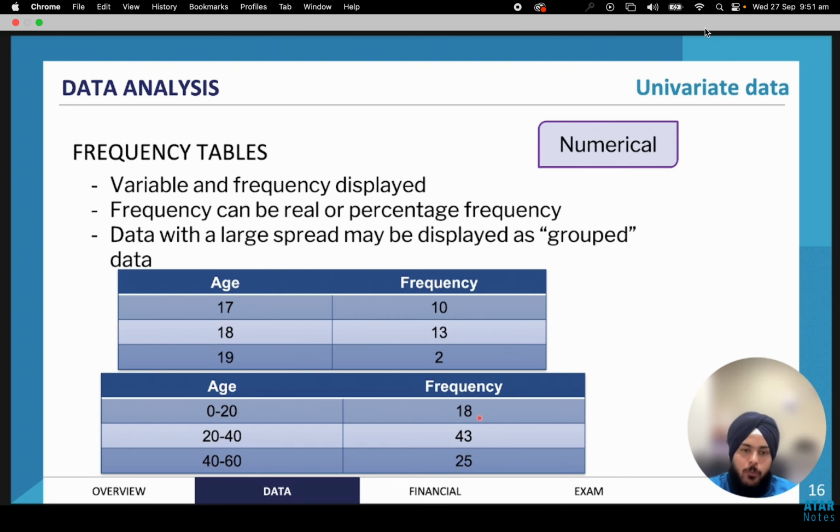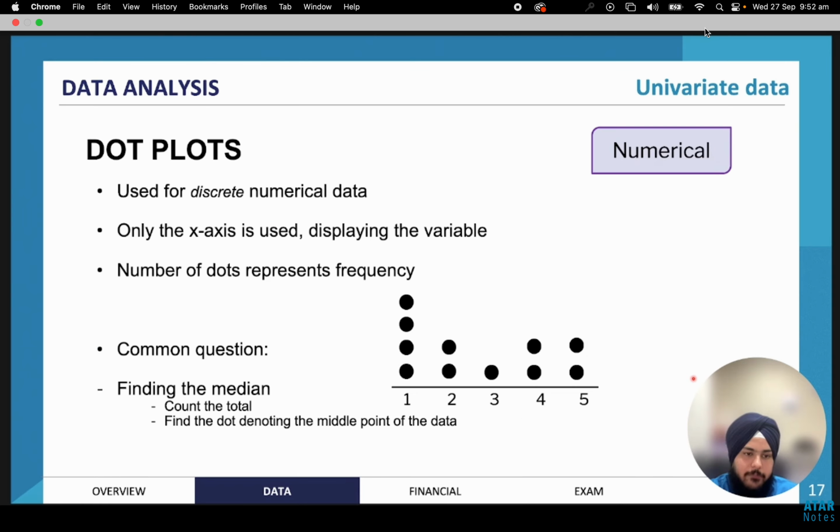This way, the data is a lot more useful, and it enables us to see the patterns in the data a lot more easily, as opposed to recording the individual ages. That way, the data doesn't really mean anything. This way, we can immediately see that the most frequent age group is those aged 20 to 40 years old. So it's really important to notice the difference between frequency tables for numerical and categorical data.